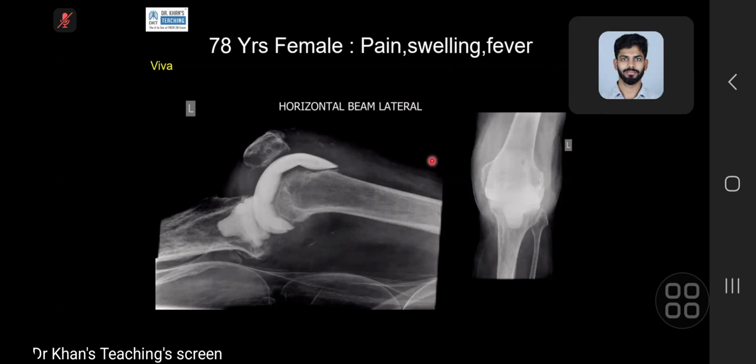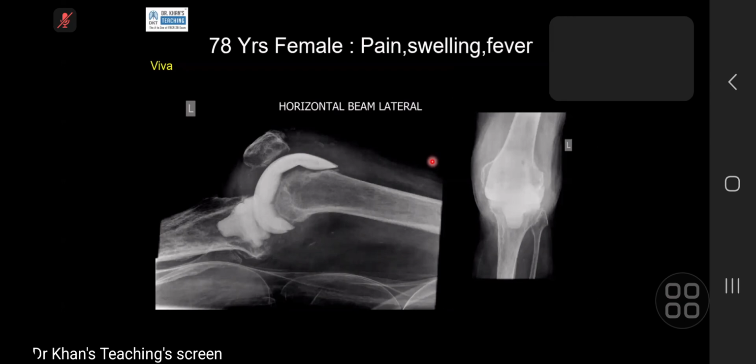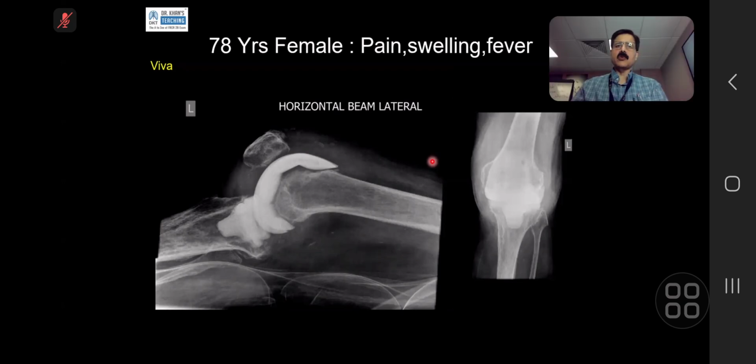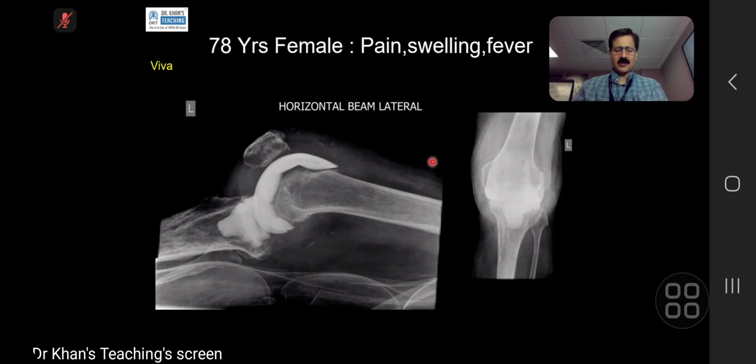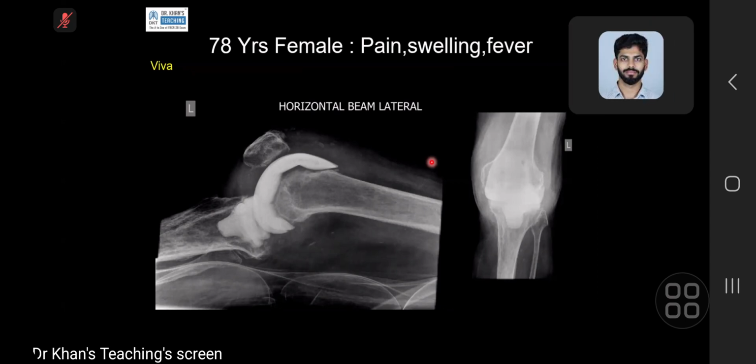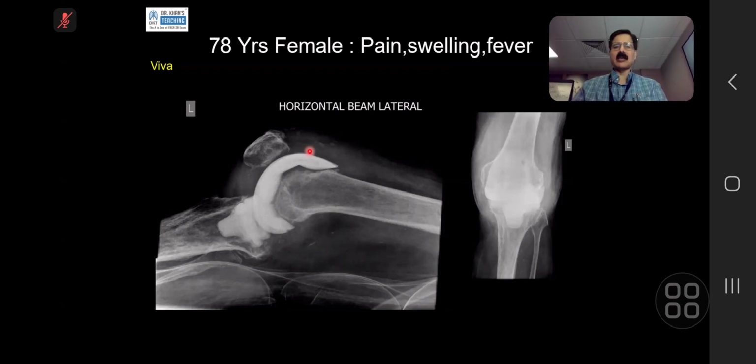Possible infective etiology, septic. And on which radiological finding have you reached that conclusion? The soft tissue obliteration of the fat planes. Which fat planes are we talking about? You're talking about the suprapatellar fat plane and things like that. You see, effusion can cause this.